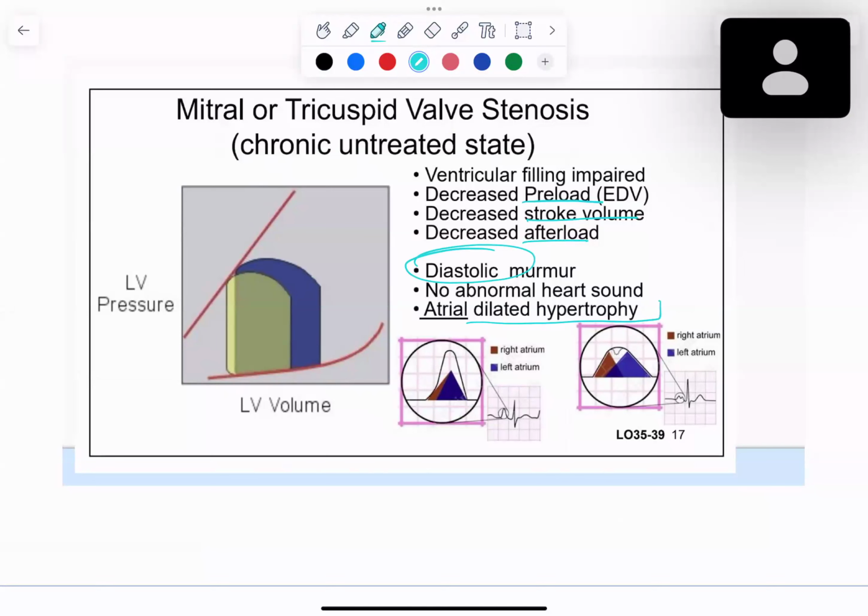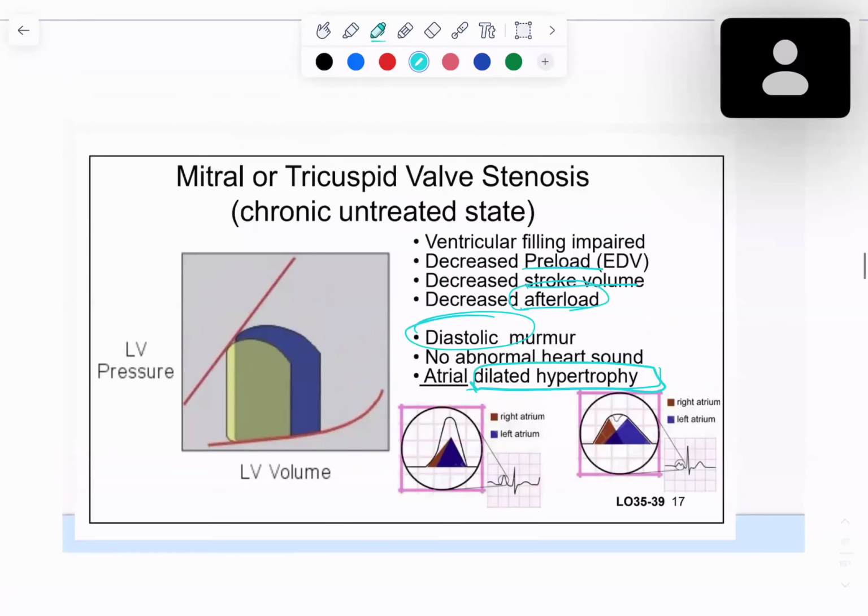So what's happening here is that blood is coming into the atria, right? But the mitral valve is stenosed, so it cannot go into the ventricle as well as it can. And so the atria is dilated. As a result of blood not entering the ventricle as well as it should, the preload is decreased, and the afterload is also decreased since the cardiac output is not as high as it can be. You can see here that it's reflected in this graph with decreased end diastolic volume and slightly decreased end systolic volume. Does this make sense to you guys?